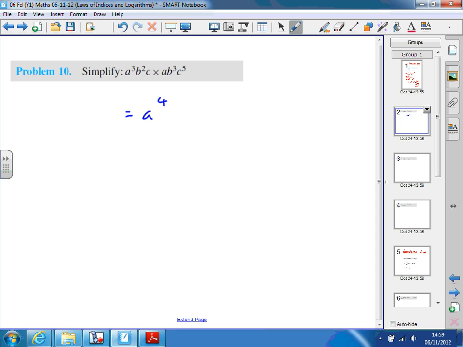These, b squared times b cubed gives me b to the power 5. 2 plus 3 is 5. And c to the power 1 multiplied by c to the power 5 is c to the power 6. So we can use the first law of indices to help us simplify things, remembering that, of course, if c is on its own, it means to the power 1.